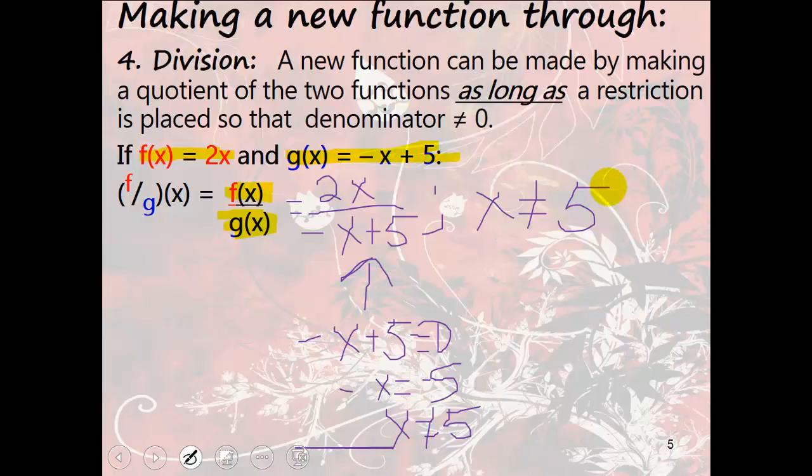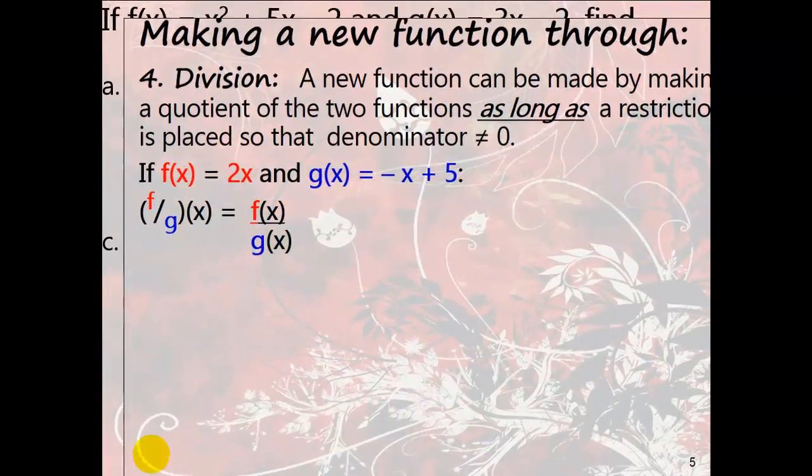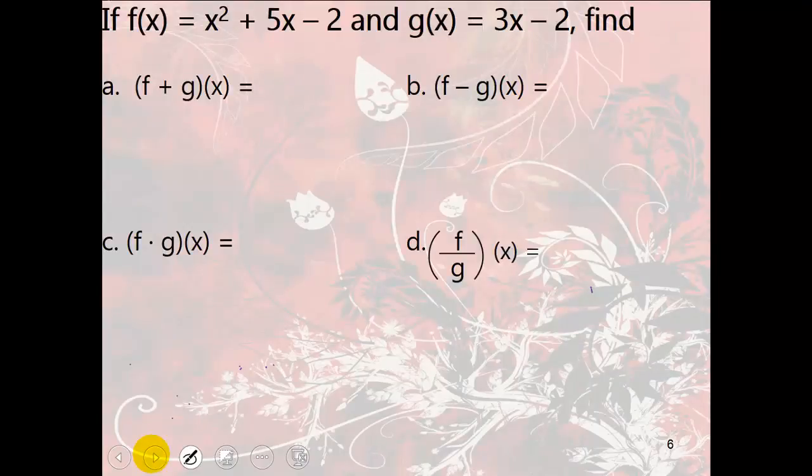Now, sometimes if you have a polynomial that's a quadratic, you'll have to factor it, and you'll have to set each of those factors equal to 0 to figure out what x can't equal, right? So let's try these two equations and let's add them together, subtract, make the addition function, the subtraction function, the multiplication function, and the division function.